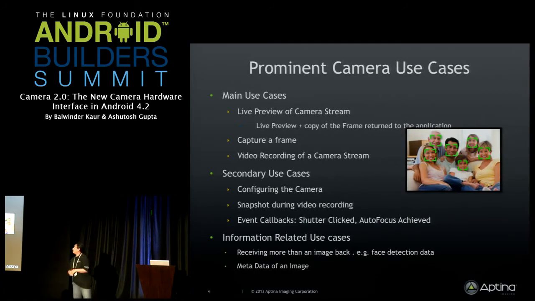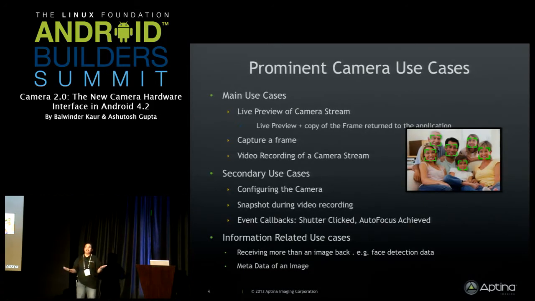Then there are other secondary use cases. Basically, at this point, think of a point-and-shoot camera or something a little bit more controlled. What are the different scenes available? Can I set the scene? Is it a sports scene? Is it a night scene? Can I put any filters on it? The new feature that came out with Ice Cream Sandwich was the ability to take a snapshot during video recording. Finally, we have the different event callbacks. Okay, the shutter was clicked: if the application developer wants to do something special at that time, they should be able to do it. Focus was achieved.